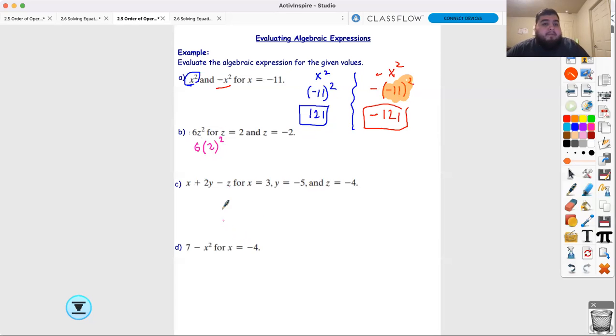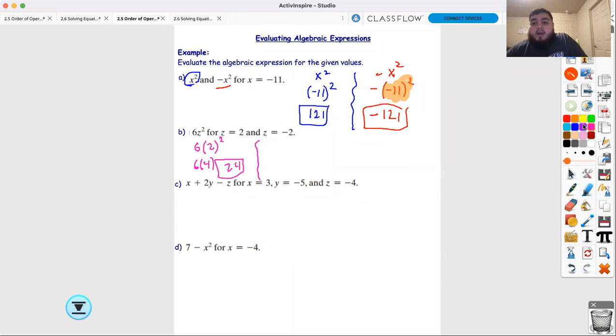Remember, we have to do PEMDAS. So am I gonna multiply 6 times 2 first or do 2 squared first? The 2 squared, correct, because we do exponents before multiplication. So 2 squared, 2 times 2 is just 4. So then we get 6 parentheses 4. 6 times 4 is just 24. And we're done with the first one.